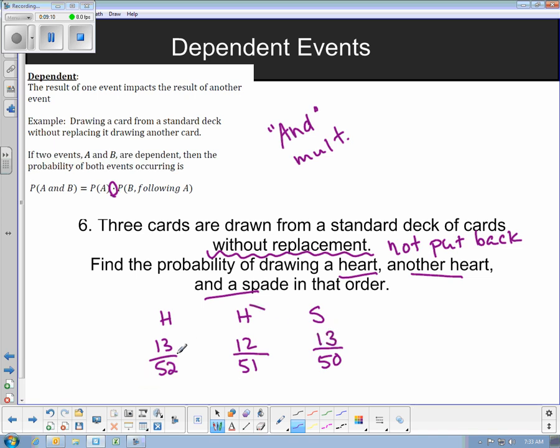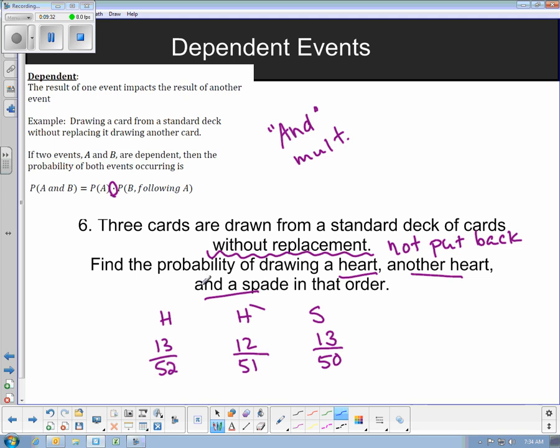So let's just recap that again. The first heart, there were 13 out of the 52 total deck. And I took 1 heart away and 1 card away, meaning there's only 51 cards left and only 12 of them are hearts. Then I took another card away, so there's only 50 cards left, but I'm looking for a spade and all 13 spades are still there, so there's 13.